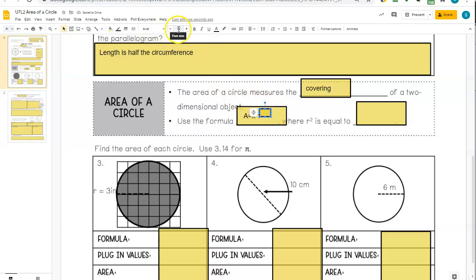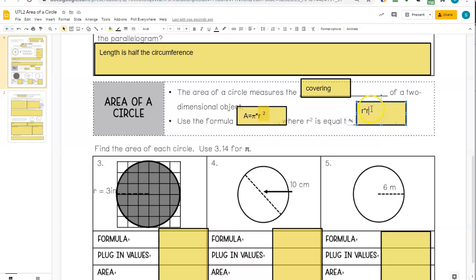Make that text box size something much smaller. Maybe not quite that small, that's way too small. And move it up there. And maybe get rid of the border. No border. Pi r squared, where r squared is equal to r times r. Alright? So, that notation, that exponent means r times r.